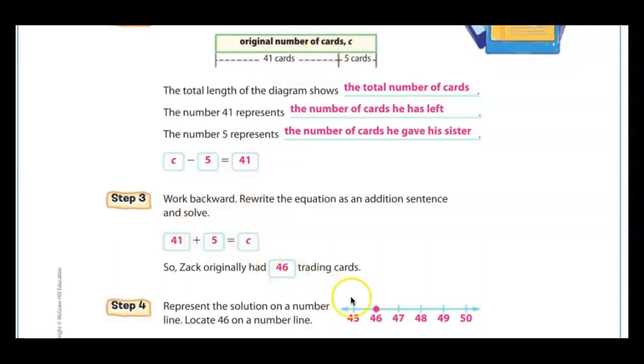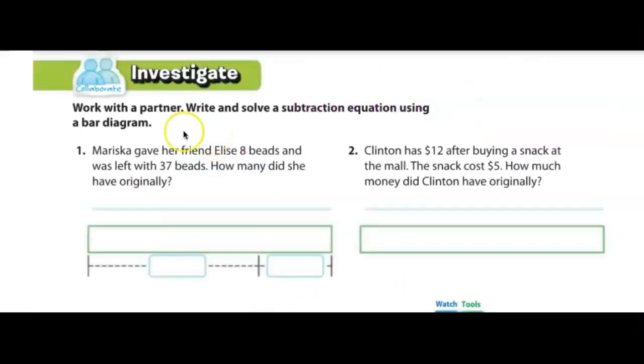The answer is 46, and it says represent it on a number line, and it can only be this one point, which is 46. Okay, so we're going to practice that a couple times here. Now, ideally, if we were all together, we'd work with a partner, but we're going to do this together as a group. We're going to write and solve a subtraction equation using the bar diagram.